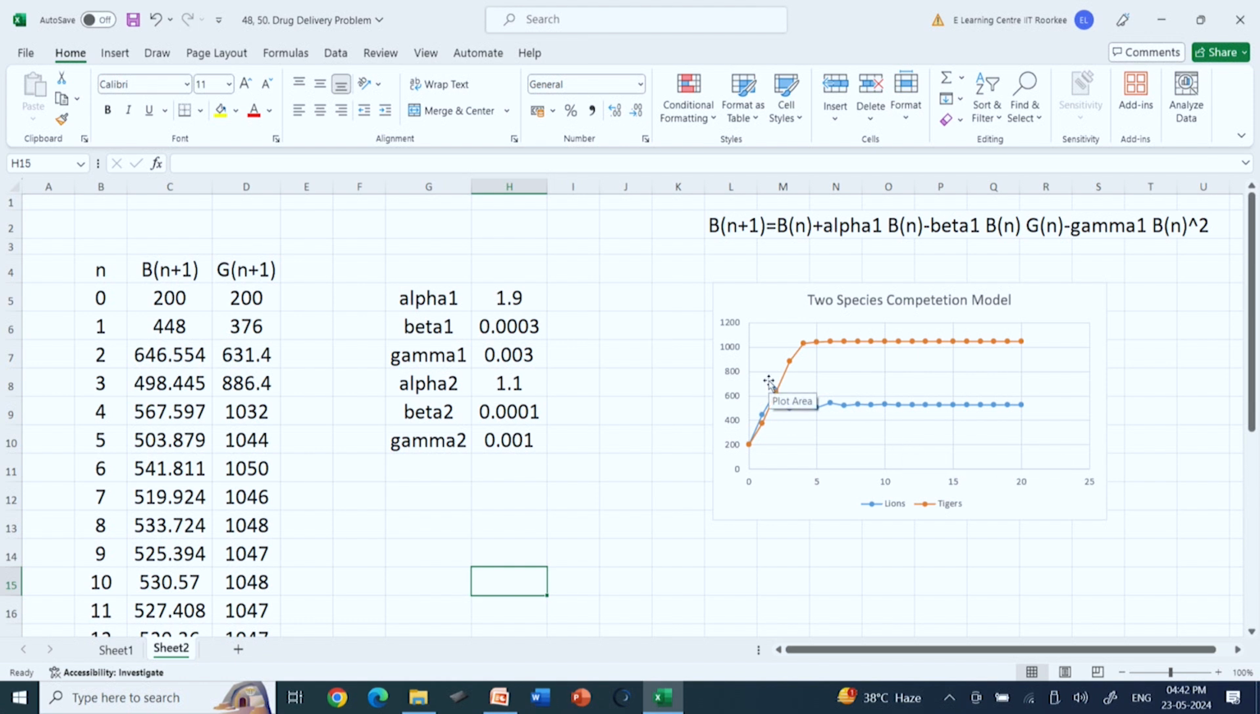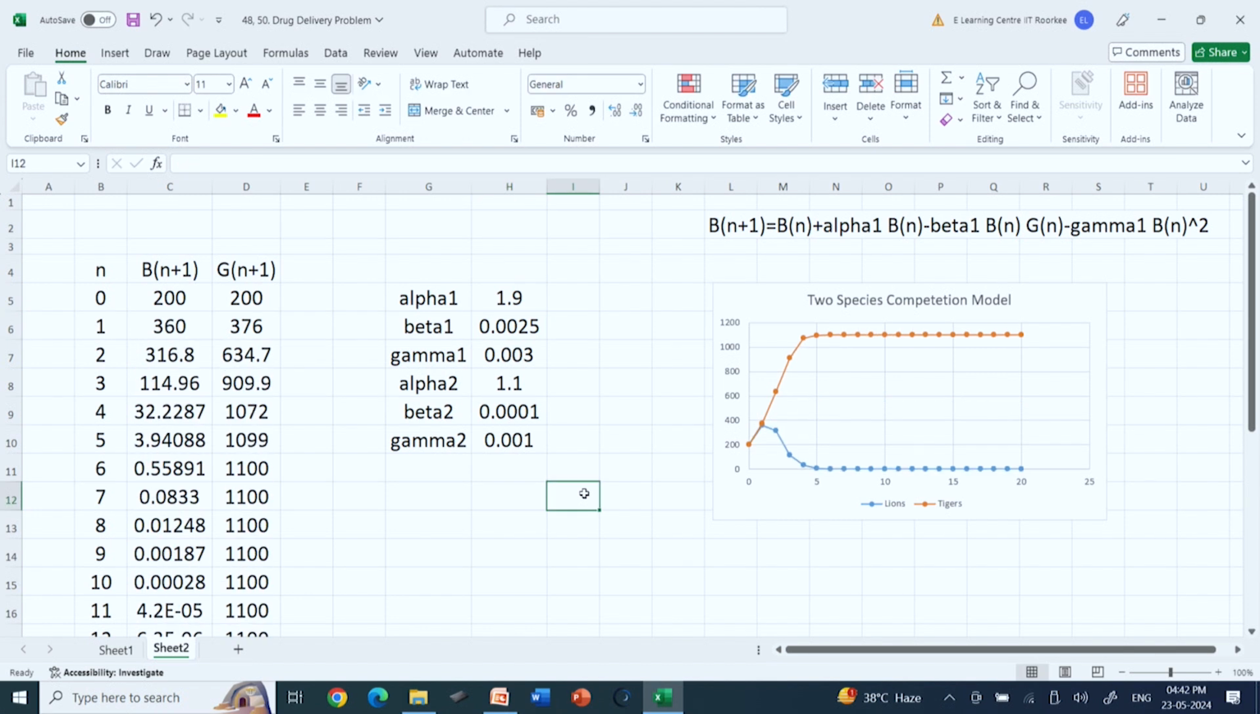Now, if you want to change the value, say if I change this value to 0.0025, all you have to do is just click outside and everything changes automatically. You just see the number of lions goes extinct, whereas the number of tigers survives. Similarly, you can play with other parameter values and obtain different dynamics. Let's now go back to our slides.